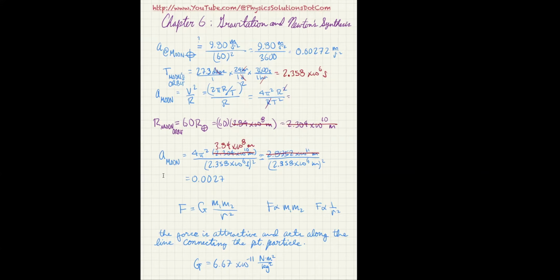So I'll just correct this on the paper so y'all see it. So 4 times 3.14159. Oh, I also forgot to square the pi, so that's part of the problem. Times 3.84 times 10 to the eighth. That gives me 1.516 times 10 to the 10th meters up top. And then that should give me the 0.0027 in reality.